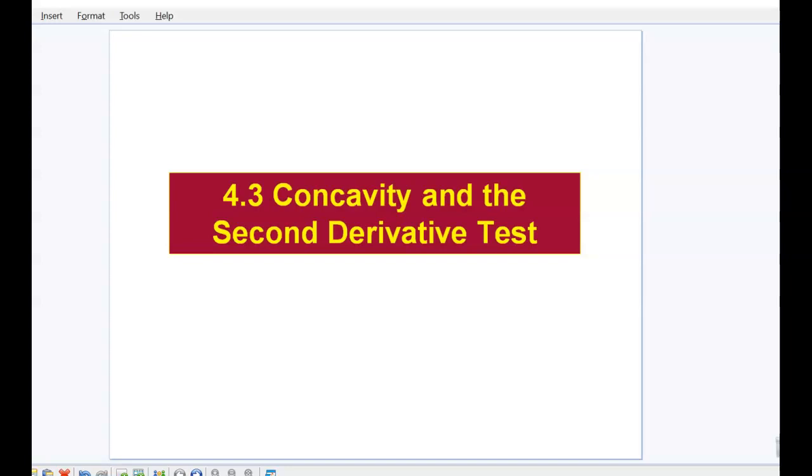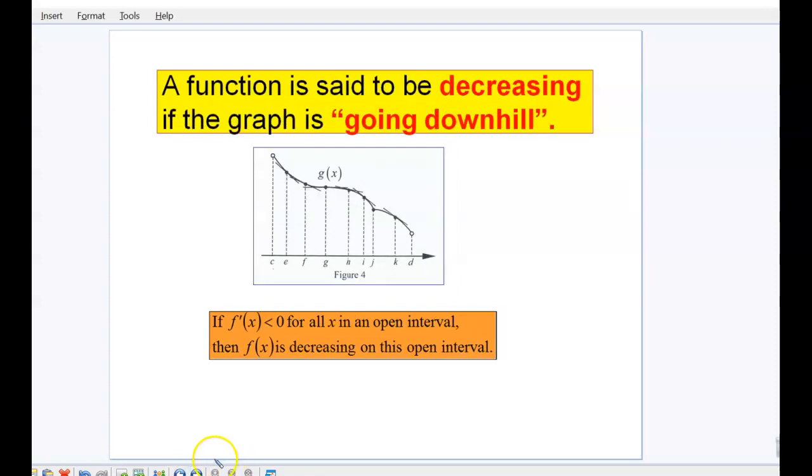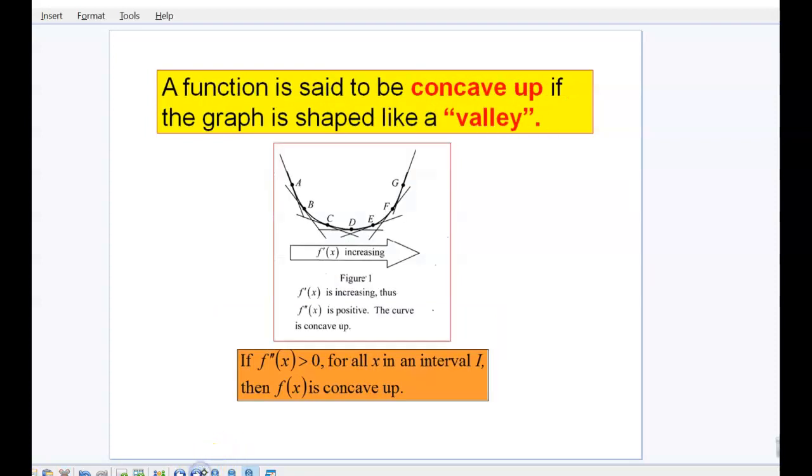In section 4.3, we're going to look at concavity and the second derivative test. If you recall from section 4.2, if f prime is positive, a function is increasing, and if f prime is negative, a function is decreasing. A function is said to be concave up if the graph is shaped like a valley. If it's concave up, the second derivative is positive. So you notice that f double prime greater than 0 means concave up.